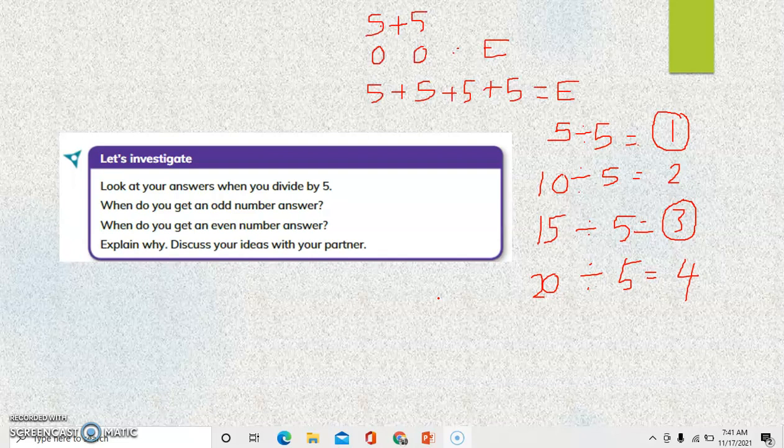Explain why. If I explain it in a video, this will be really confusing to you. So the explanation as to why this is so, I will give when we meet in person. So I hope at least this much is clear to all of you. That is, if we divide even multiples of 5 by 5, we get an even number as the quotient. If we divide odd numbers by 5, we get odd numbers as the quotient.